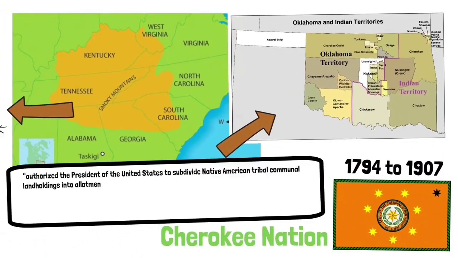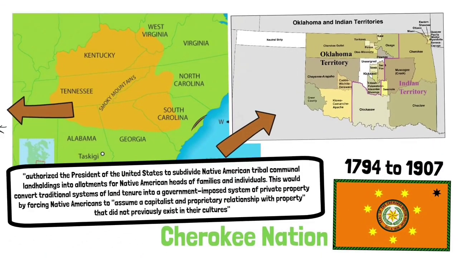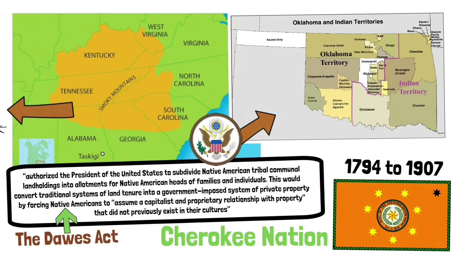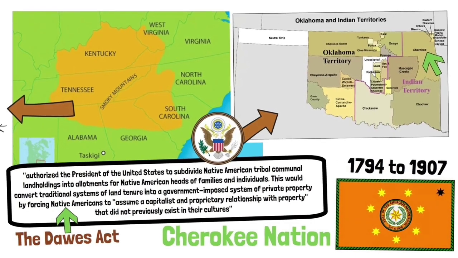In the late 19th century, Congress passed the Dawes Act, intended to promote assimilation and extinguish Indian governments and land claims in preparation for the admission of Oklahoma as a state in 1907.